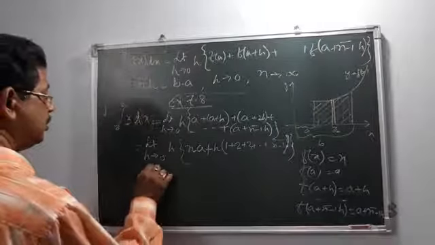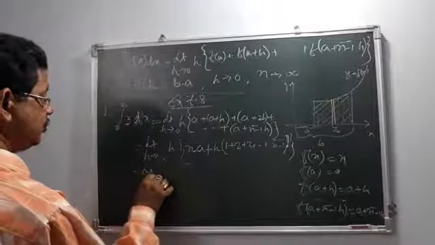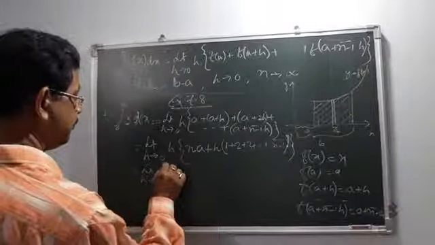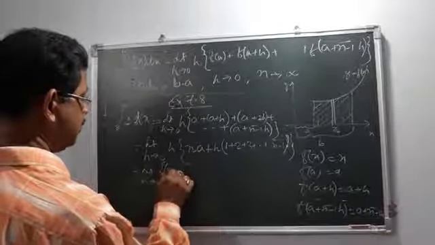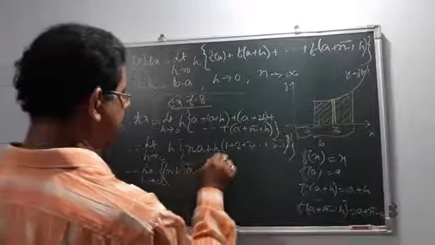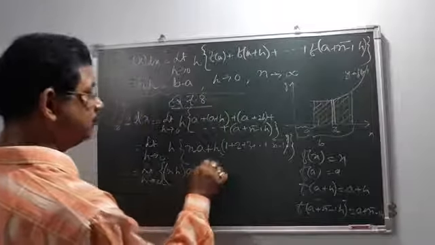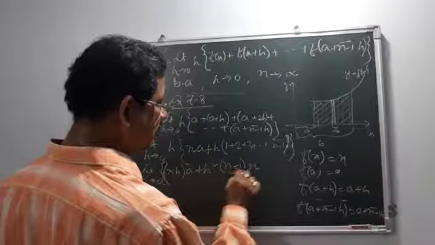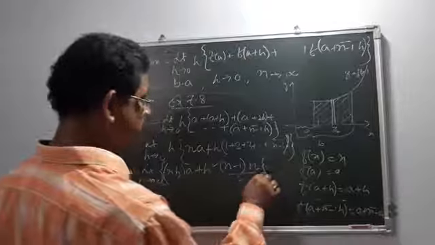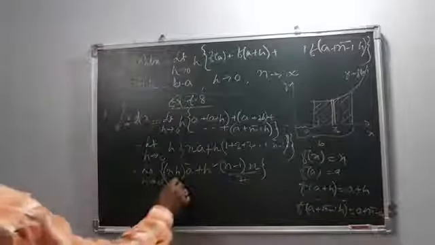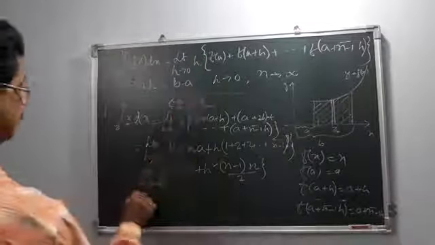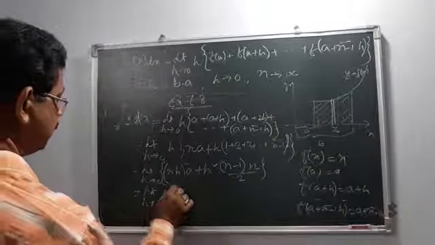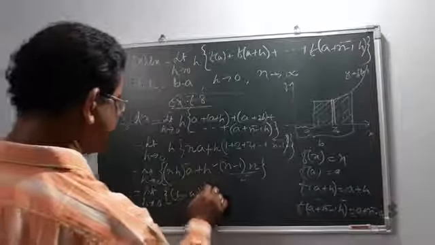Now limit h tends to 0, then h square, this one formula is (n minus 1) into n by 2. This nh is b minus a, limit h tends to 0, b minus a into a.